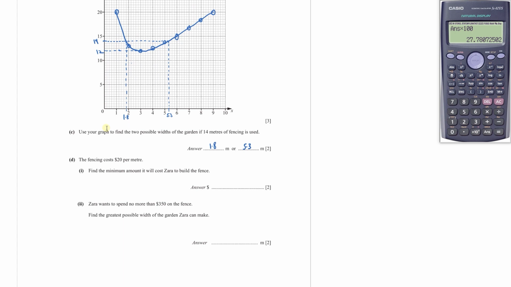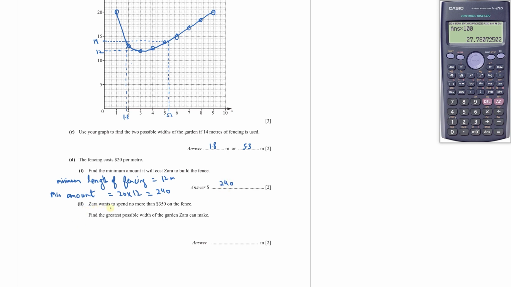So if y, which is the length of fencing, has a minimum length of 12 meters, then the minimum amount will be: $20 is 1 meter. So 12 meters will be 20 into 12, which is $240.